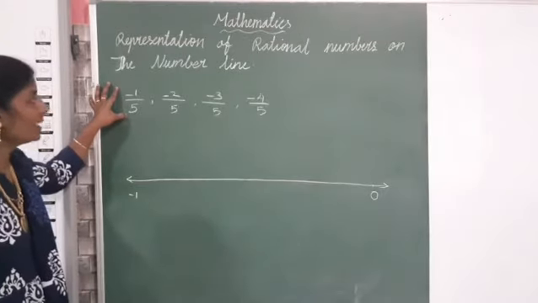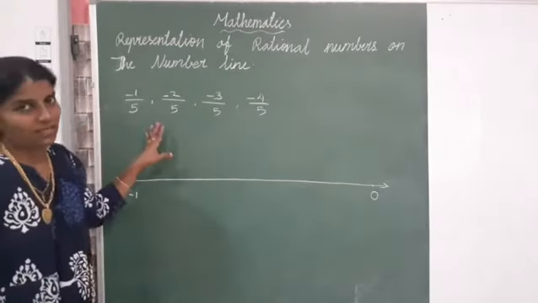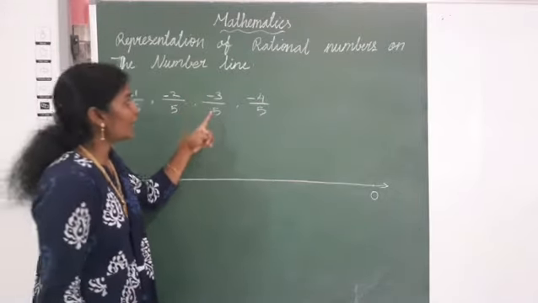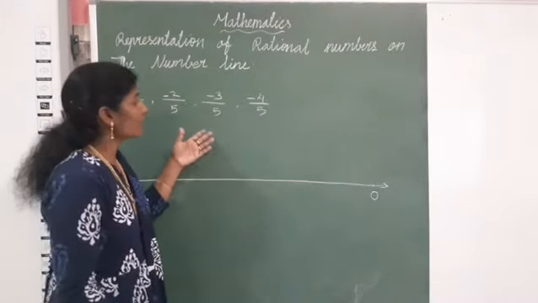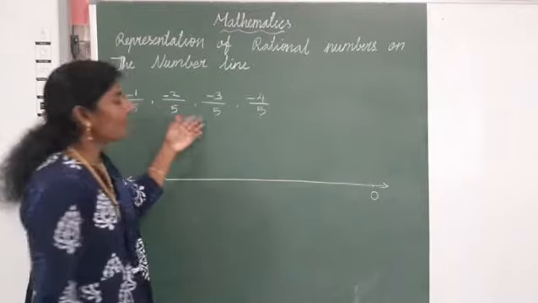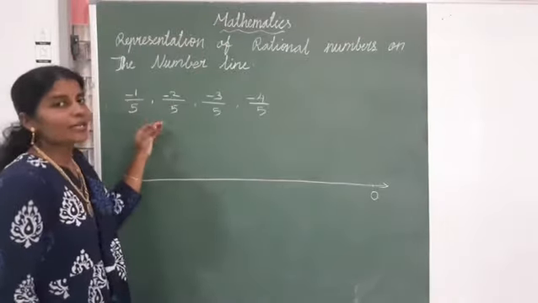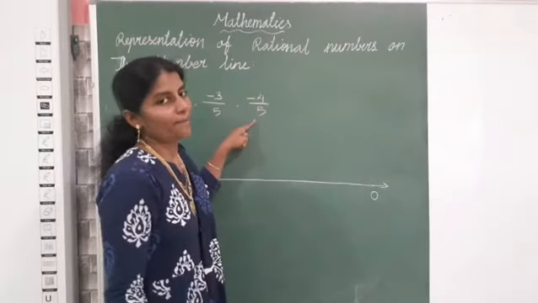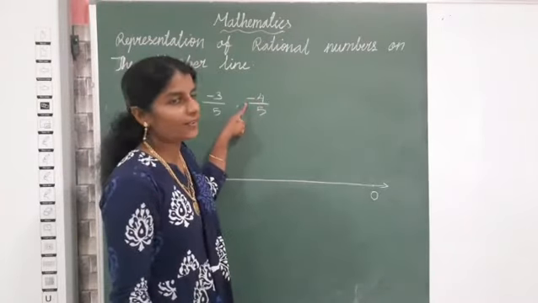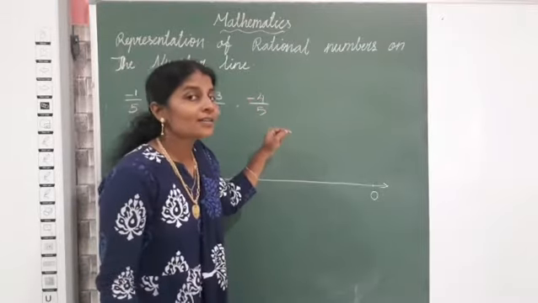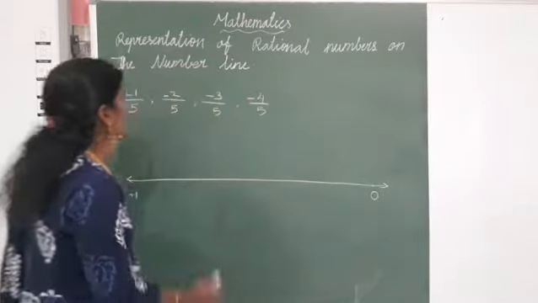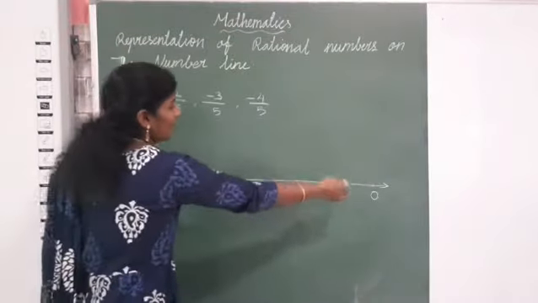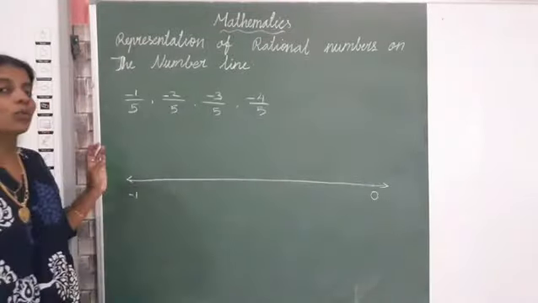Minus 1 by 5 means 0 point something. Minus 2 by 5 also 0 point something. Minus 3 by 5 also 0 point something. We can divide it, we will get a value 0 point some number. Here minus 4 by 5, if you divide, we will get 0 point some number. So these numbers lie between 0 and minus 1.